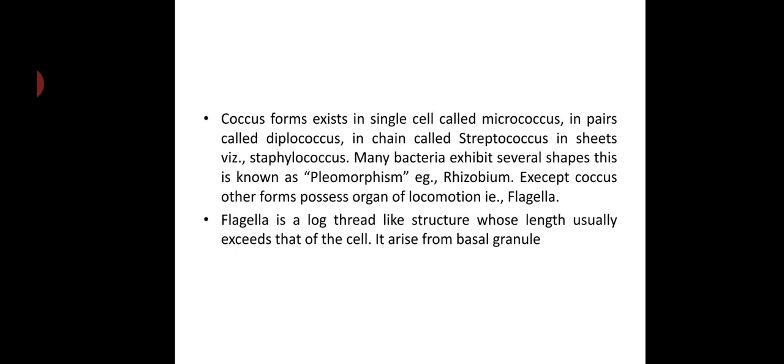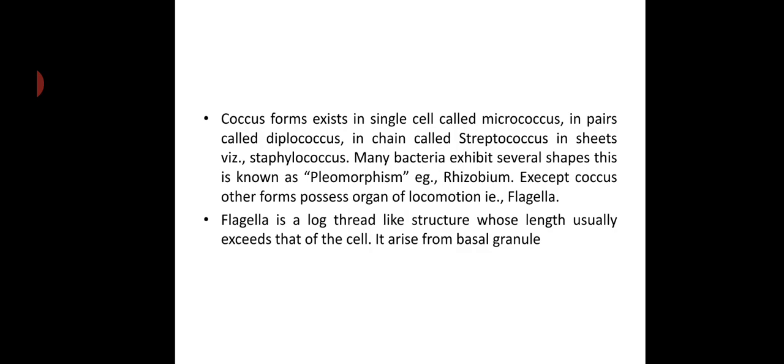Therefore, the Coccus forms that exist as a single cell are called Micrococcus. In double or in pairs, they are called Diplococcus. In chains, called Streptococcus. Sometimes they are found arranged in the form of a sheet, namely Staphylococcus. And many bacteria exhibit several shapes, and this is known as pleomorphic, and the phenomenon is known as pleomorphism. Example, Rhizobium.